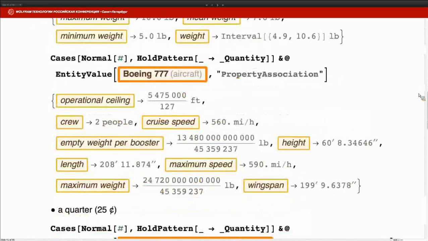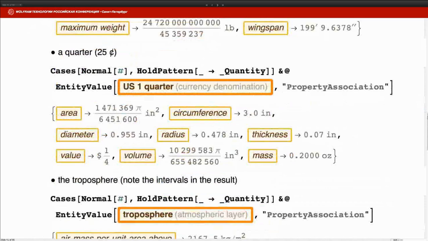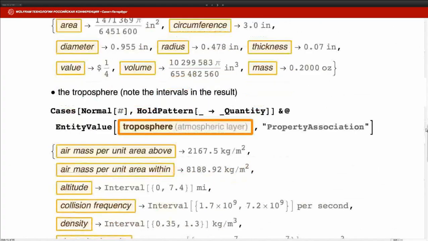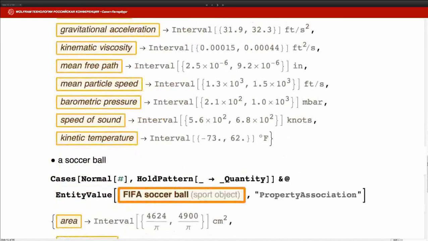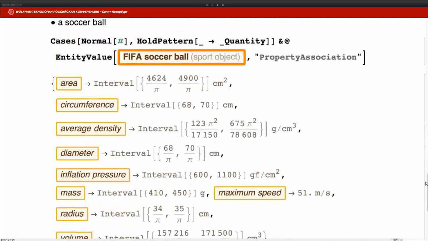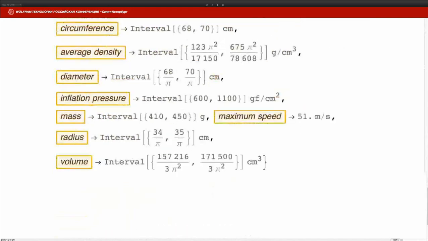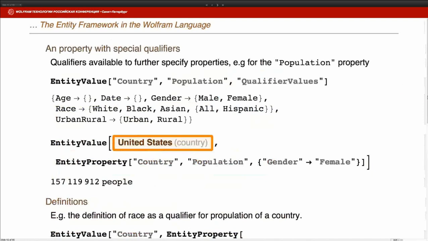Here is a little cat, how big it gets. Here's the aircraft, how fast it is, how high it is. Here's a coin. What is its nominal weight, thickness? Or the troposphere. What is it in the atmosphere? A soccer ball. Sport objects are typically highly regulated with respect to size, weight, pressure. So we have collected them all and they're nicely accessible.